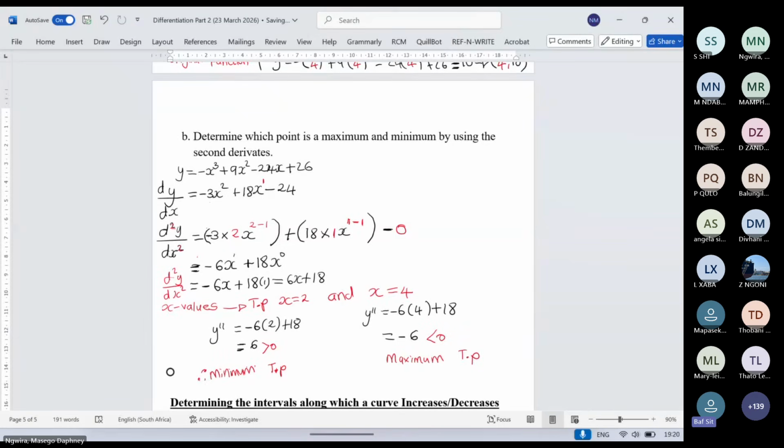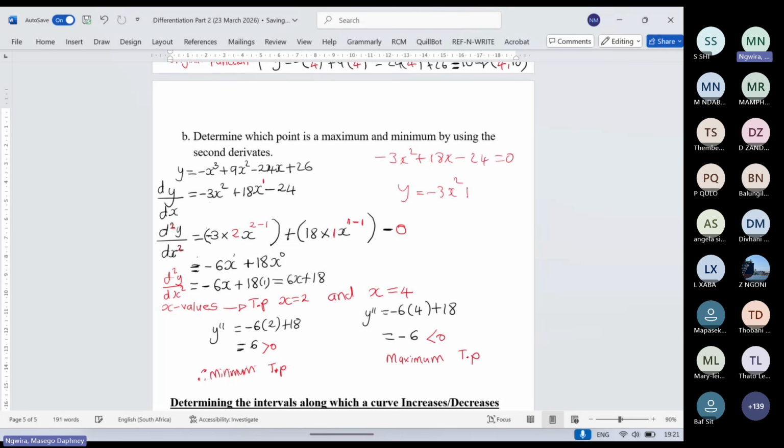You can't divide this by 3. It's not allowed. Why not? It's not an equation, it's an expression. If this was equal to 0, if we were solving for x, then you can. If this was negative 3x squared plus 18x minus 24 equals 0, you are allowed to divide. But if I give you y equals, it's an expression, not an equation.